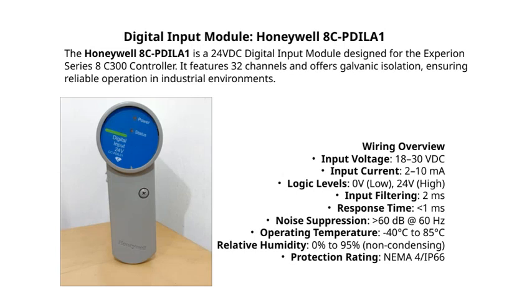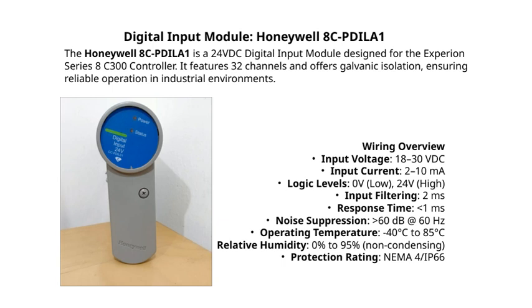Let's take a closer look at the wiring overview for this digital input module. First, the input voltage range is between 18 and 30 volts DC, which is typical for industrial sensors and control signals. The input current is quite low, ranging from 2 to 10 milliamps, ensuring minimal power consumption. The device recognizes two logic levels, 0 volts for a low signal and 24 volts for a high signal, which aligns with standard industrial control logic.